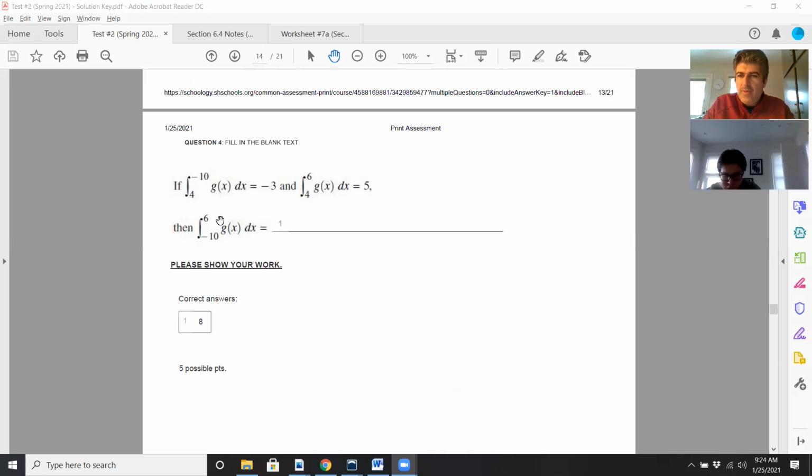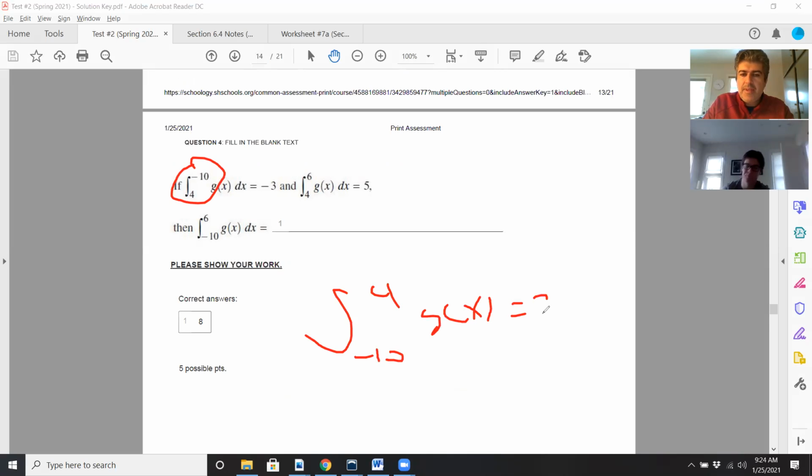Here, I think a handful of you guys missed this one. Remember, this is reversed. So if you go from negative 10 to 4 of g of x dx, now it becomes positive 3. And here they're asking from negative 10 to 6, which is the whole enchilada. So negative 10 to 4 is a portion of it. 4 to 6 is another portion. The whole thing is this right here. So that's just simply going to equal the integral from negative 10 to 4 plus the integral from 4 to 6. I'm getting lazy and not writing the g of x dx. So it's 3 plus 5, so you just get 8.